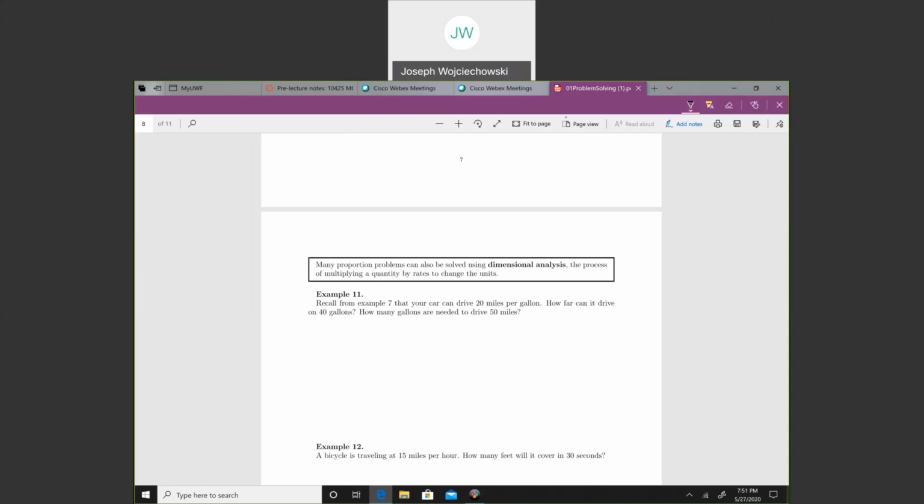So, if I can drive 20 miles for 1 gallon, how far can I drive on 40 gallons? And we're simply multiplying. What happens here is the gallon here and the gallon here cross each other out, and we get 800 miles.